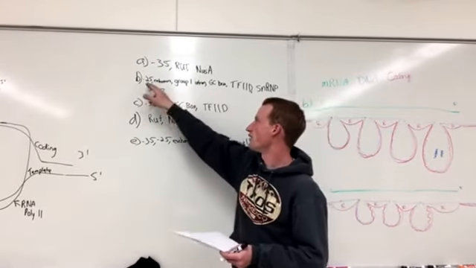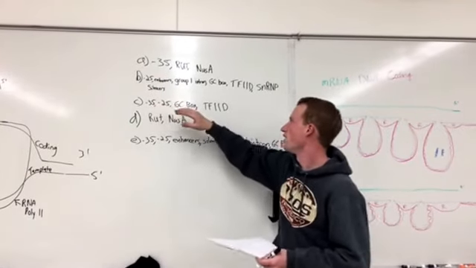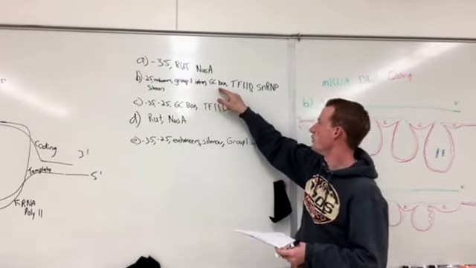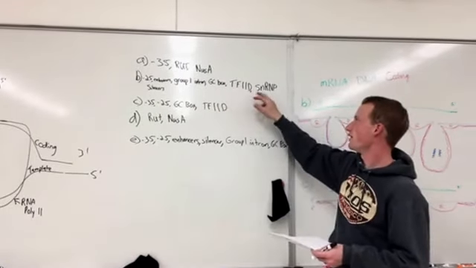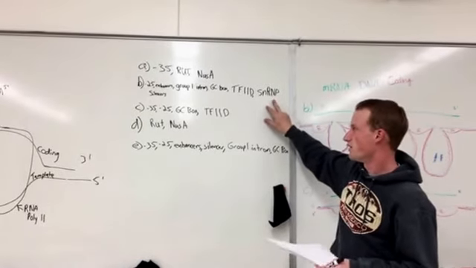And then part B, we're looking at a eukaryote. So we have -25, enhancers and silencers, they kind of are together in there. Group 1 introns, the GC box, TFIID, and snRNP are all things that are found in the eukaryotes.